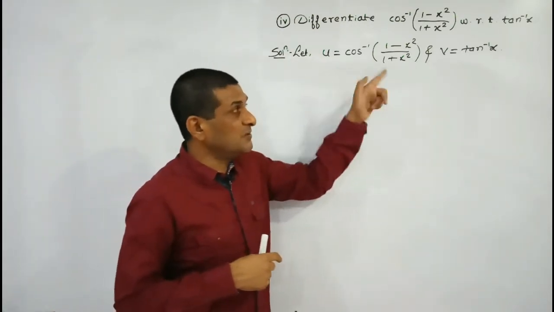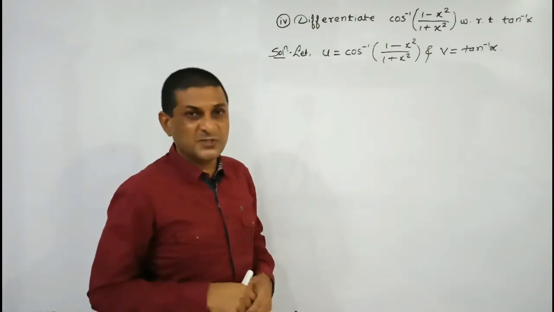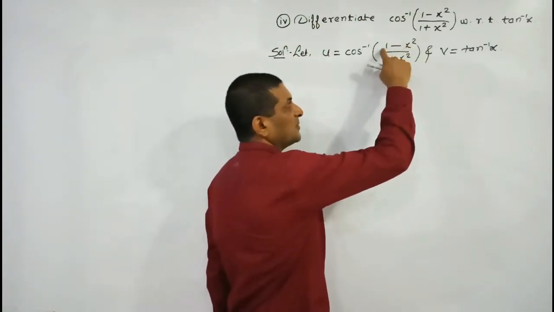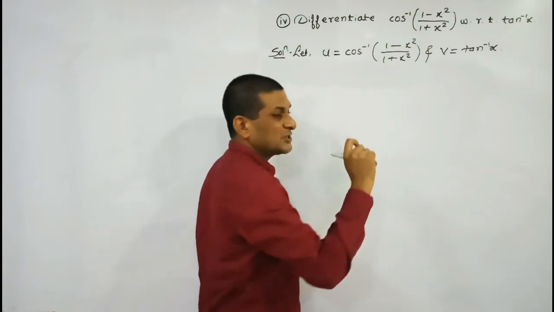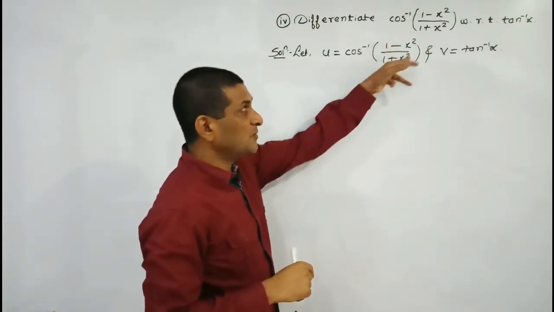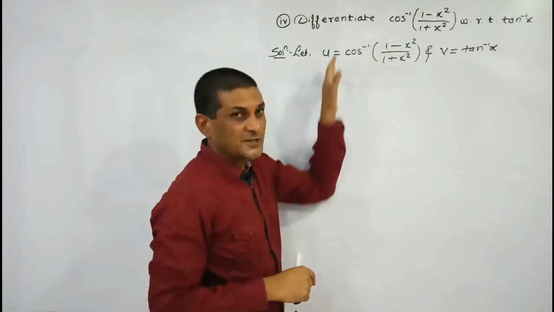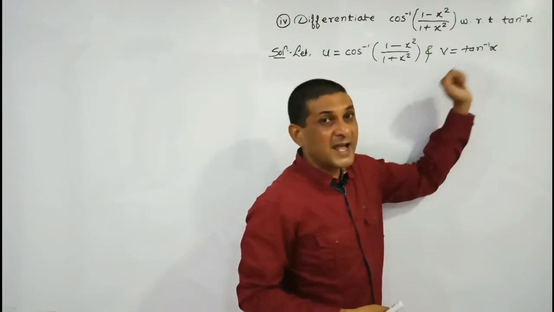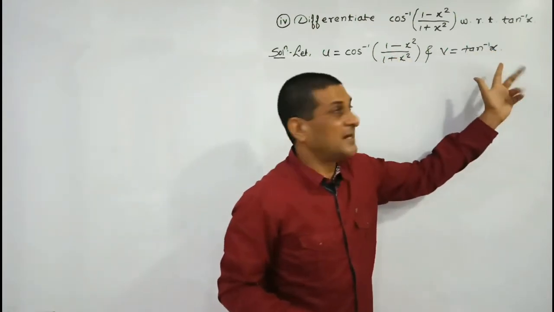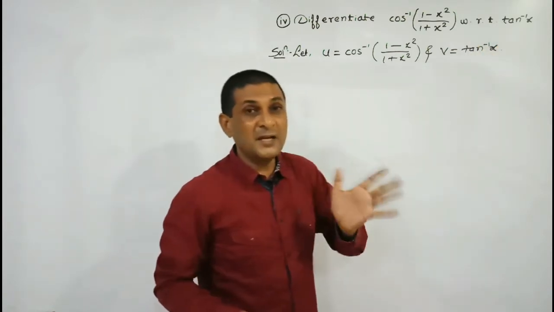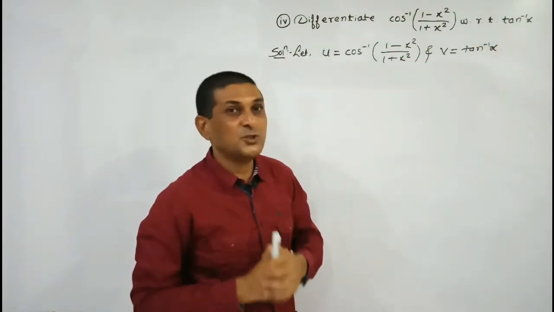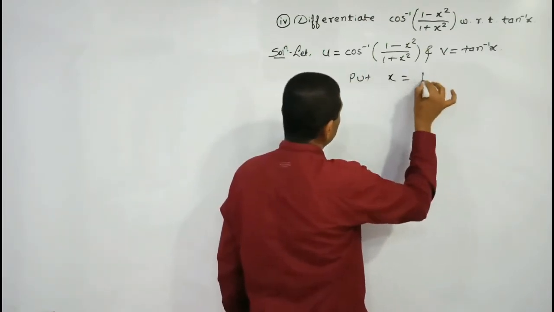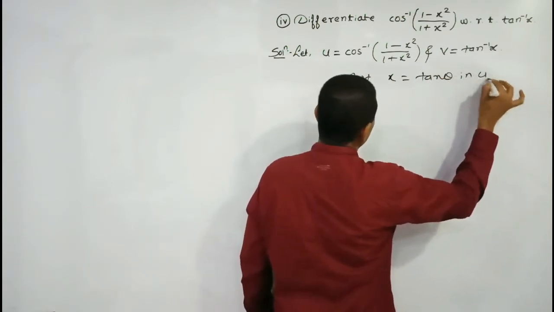Here also the function is inverse trigonometric. So let us check whether it is possible to simplify it using the substitution method or not. If I substitute x is equal to tan theta, then 1 minus tan square theta upon 1 plus tan square theta is cos 2 theta, and if we are able to convert this expression in terms of cos, cos inverse will get eliminated according to the property. And here also if I replace x by tan theta, tan inverse and tan can be eliminated, which means in both cases we are using the same substitution. So here, put x is equal to tan theta in u and v.